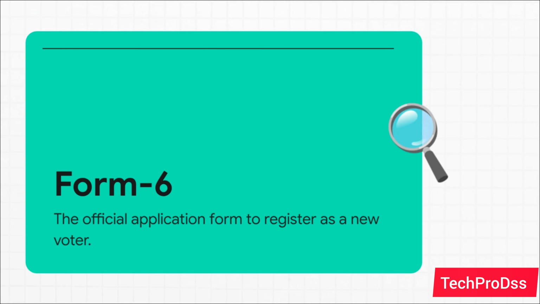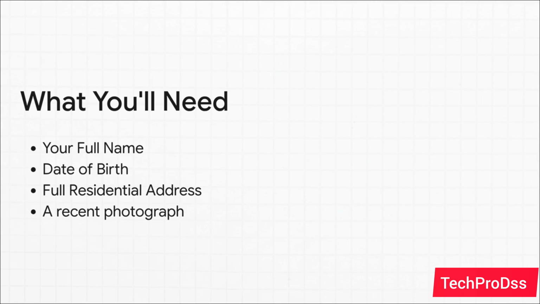You've now reached the real heart of the process, filling in your details. This next part is where you'll fill out the main application form itself. So once you're logged in, you'll want to look for the option to register as a new voter, and you're going to see it called Form 6. Now don't let the name throw you off. It's not some scary government code. It's just the official name for the new voter application form. That's the one you need.